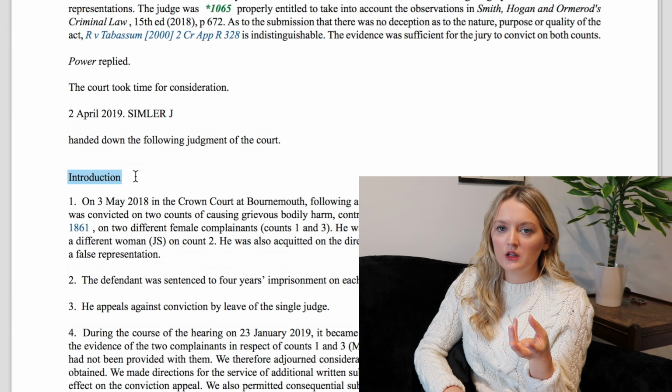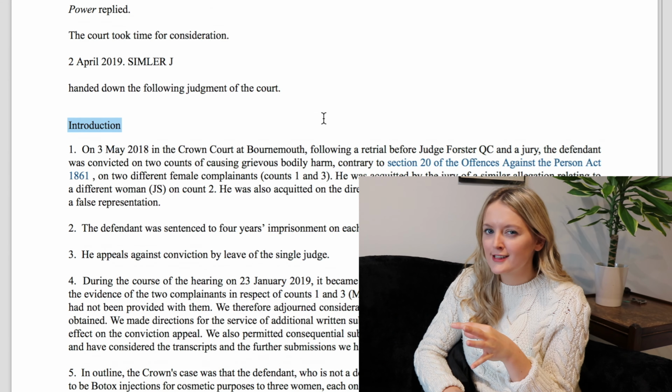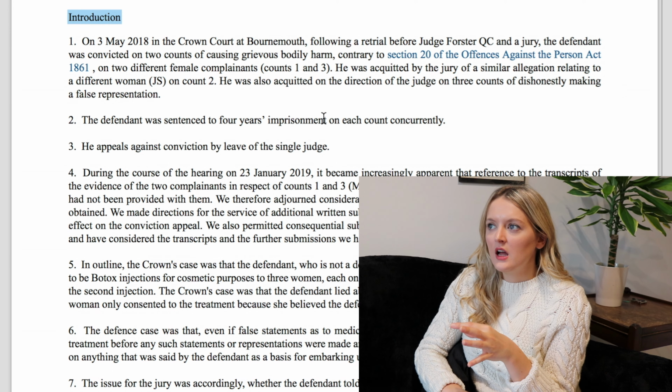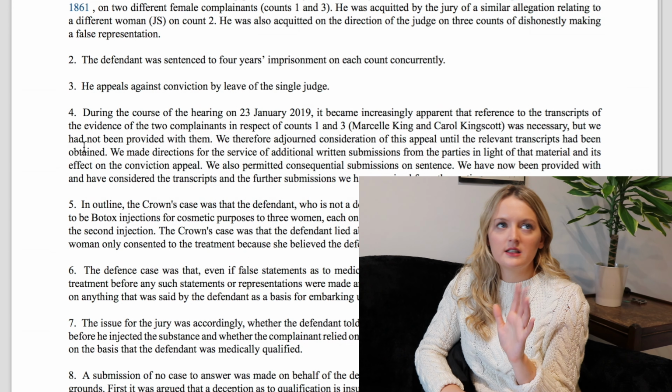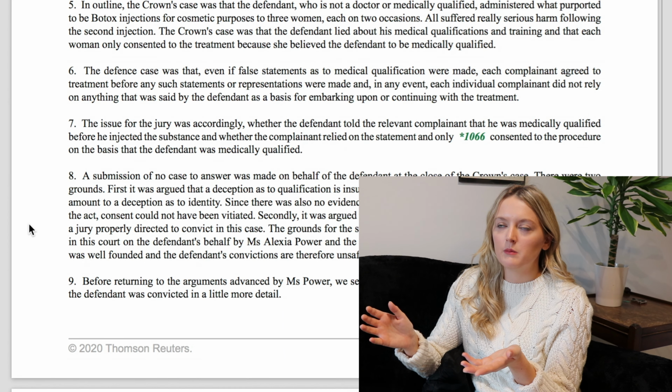So the first subheading you want to look for is the introduction, which basically outlays the facts. Really, from the facts, you just need the key ones. It doesn't really matter about he did this on Monday, that on Tuesday, that on Wednesday. It's really just, what was the crime? What did he actually do? You don't really need much of the detail.